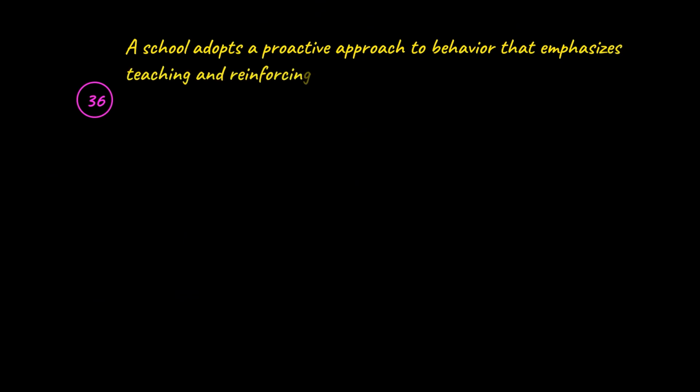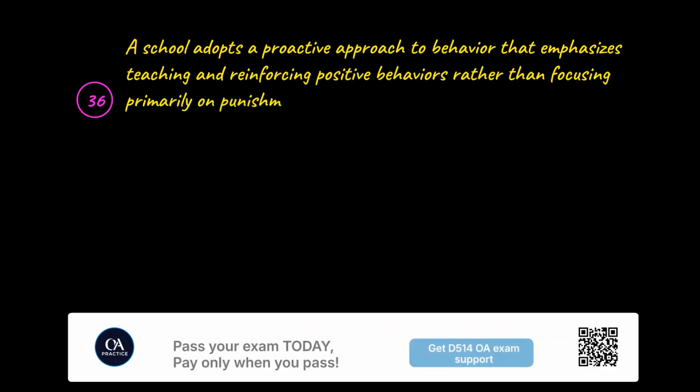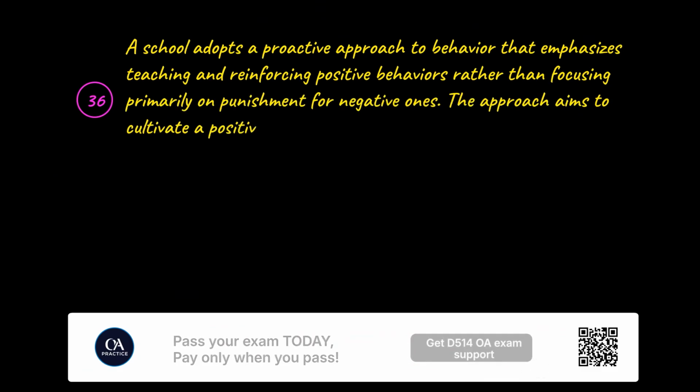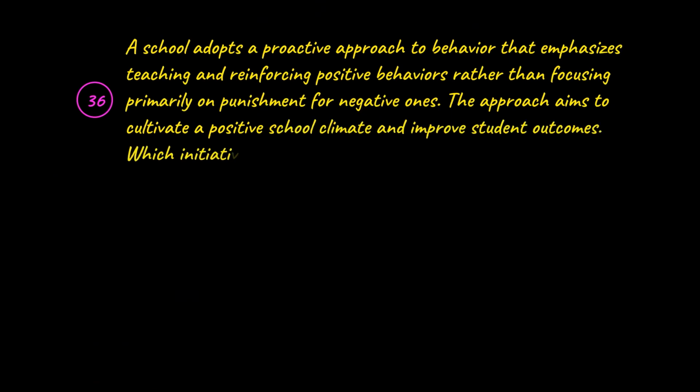Question 36. A school adopts a proactive approach to behavior that emphasizes teaching and reinforcing positive behaviors rather than focusing primarily on punishment for negative ones. The approach aims to cultivate a positive school climate and improve student outcomes. Which initiative is the school adopting?